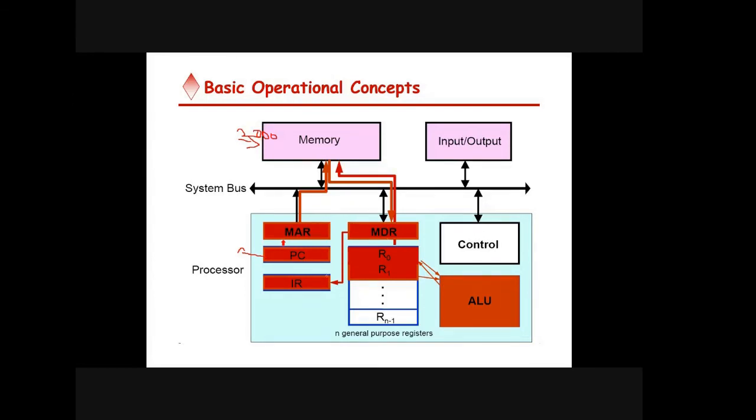That complete instruction will be copied into the IR register, the instruction register, because the currently executing instruction should be in the instruction register. At the same time, since the program counter has already fetched the instruction at 2000, the program counter will be incremented by 1, so it will be pointing to 2001.